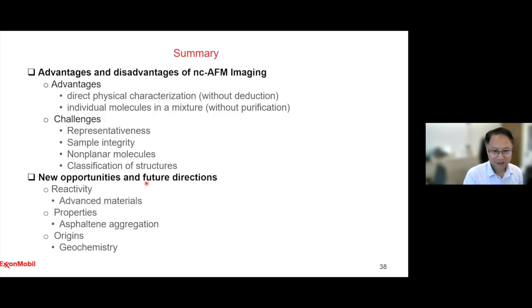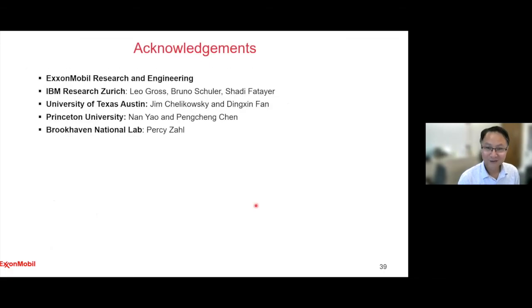Also, as I showed, for nonplanar structures, the classification and understanding of the structures continue. There are a lot of directions. For example, I showed reactivity is one promising direction, and building from large molecules to huge molecules, making new materials. And we can explain the reactivities and also understand geochemistry problems. So that's all I have today. I'm sorry for taking a little bit too long.